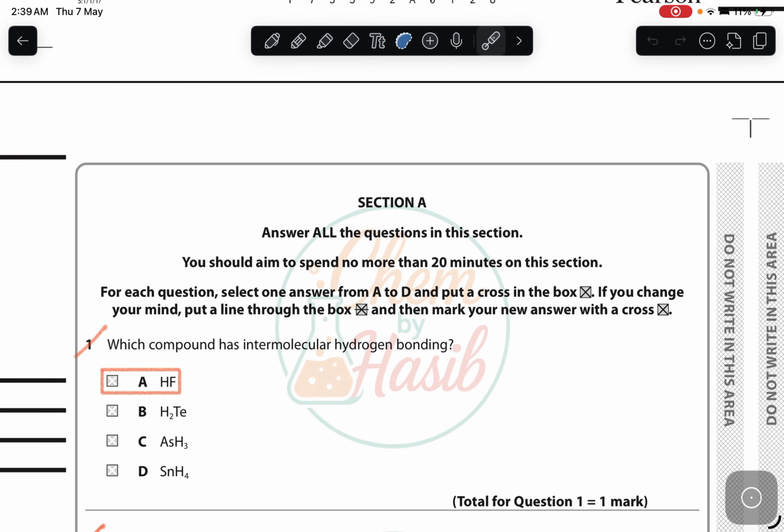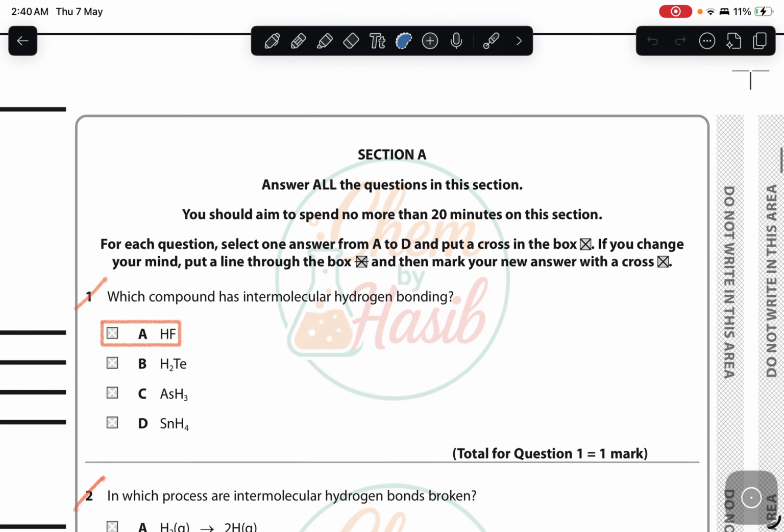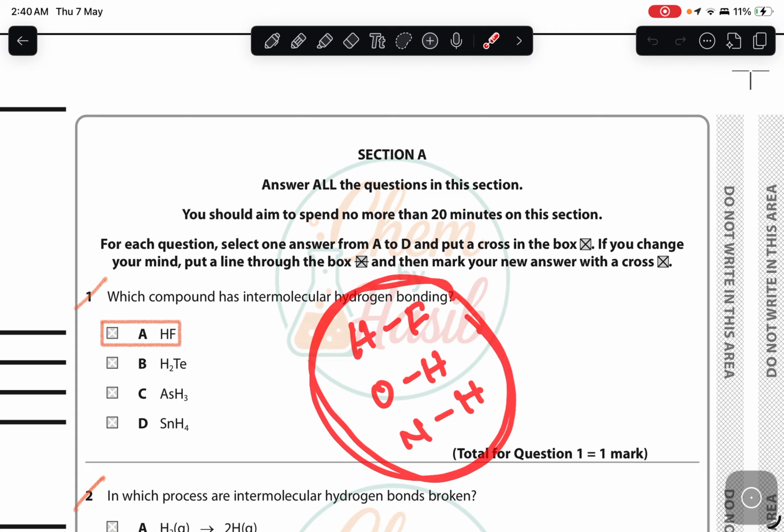Now, in order to have intermolecular hydrogen bonds, only molecules that have any of the 3 bonds can form hydrogen bonds. One of the bonds is HF, the other bond is NH, and another bond is OH. Any molecule containing any of these bonds will be able to form hydrogen bonds, right? So options B, C and D don't have any one of these bonds, and that is why B, C, D is not the answer. A is the correct answer.